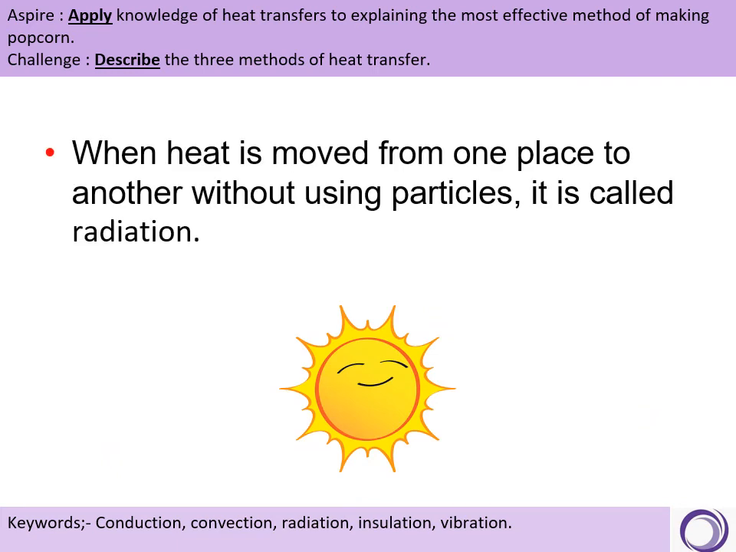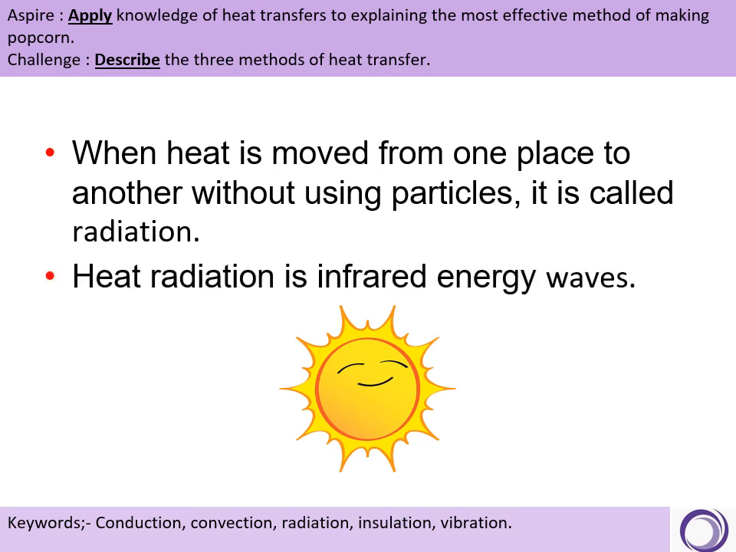This one is special, it doesn't require particles, so it's quite an odd one. So conduction and convection require particles. This one does not require particles. So heat moves from one place to another using something called radiation. This heat radiation is infrared energy waves, and the sun is a prime example of that.